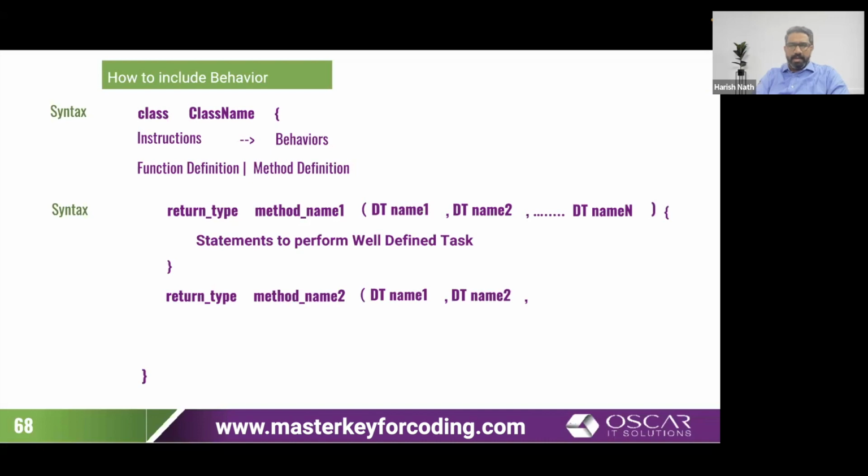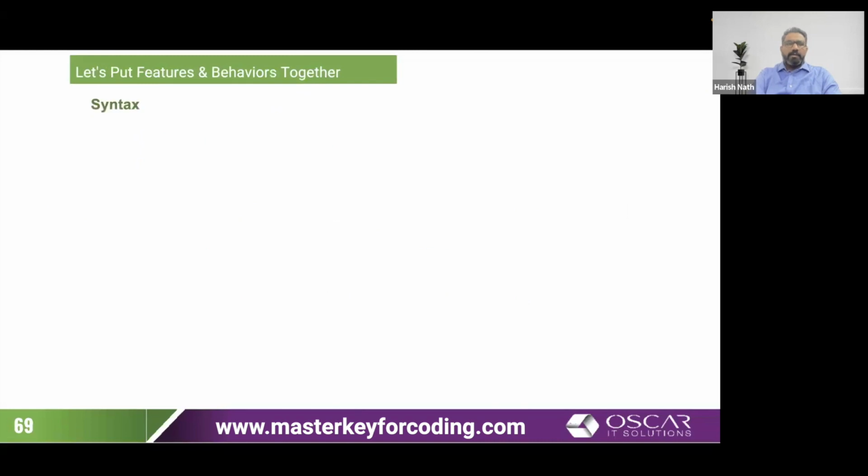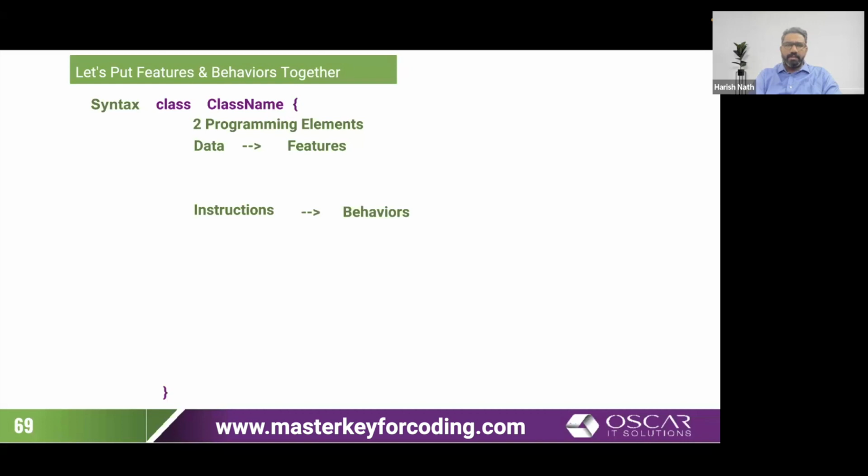Now, how many can you have? Immaterial. Have as many as you want. The count doesn't matter: 10, 20, 100, 500, 1,000, depending on how complex a thing you're going to build. So no restriction at all. Build as many as you want. But the key factor here is, when you put all this together, a class will have two programming elements, data and instructions. How do you mark data? Features.